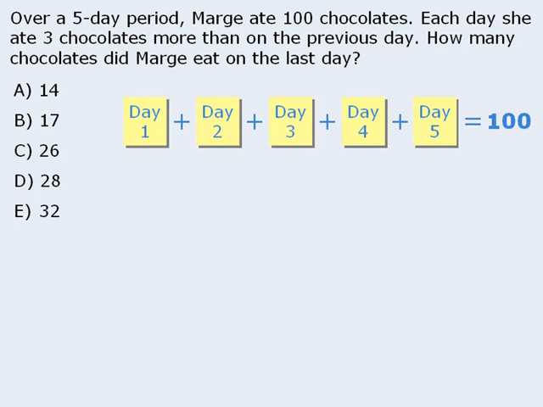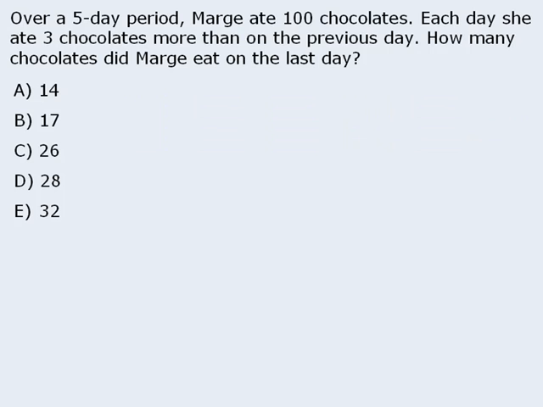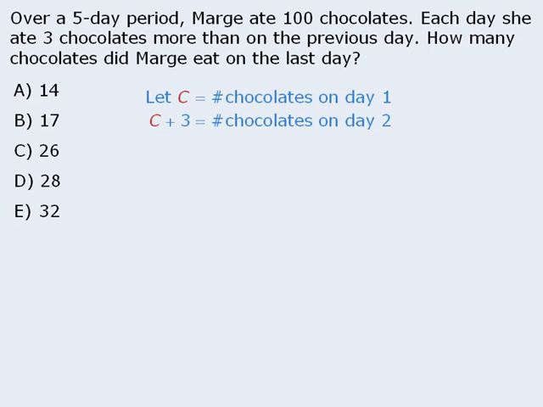Since Marge ate the fewest chocolates on day 1, let's let C equal the number of chocolates eaten on day 1. Now each day, Marge eats 3 chocolates more than the previous day. So if she ate C chocolates on day 1, then on day 2, the number of chocolates she ate must be equal to C plus 3.